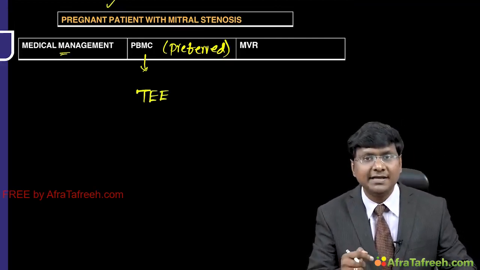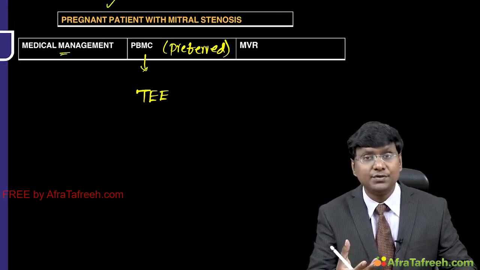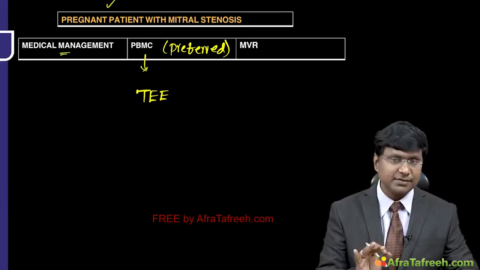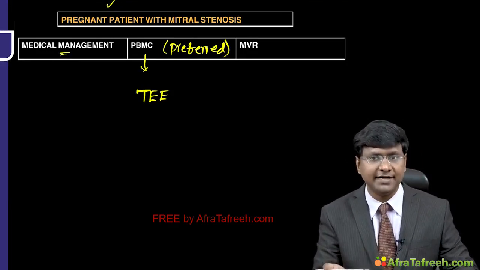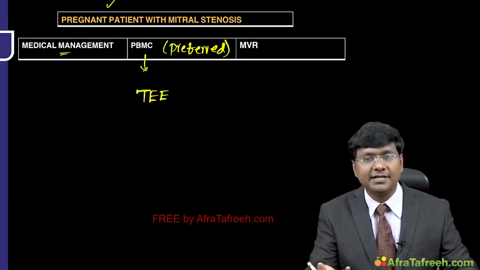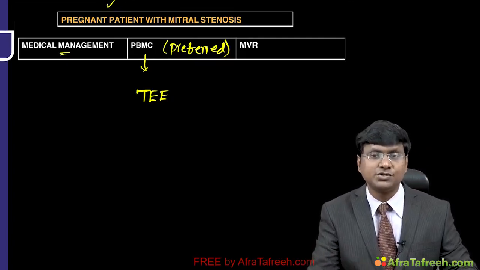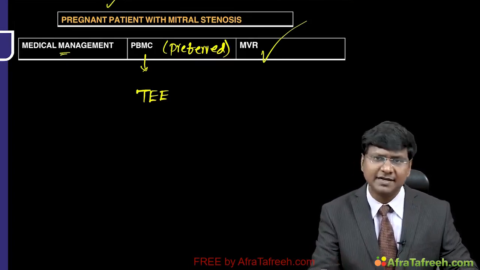If you do it in a cardiac cath lab, what can happen? There is risk of radiation to the fetus, which will be teratogenic. That is the reason why you have to do PBMC with the help of transesophageal echocardiography. And if the candidate is not fit for PBMC because of calcification, thrombus, or associated MR, then she has to undergo mitral valve replacement.